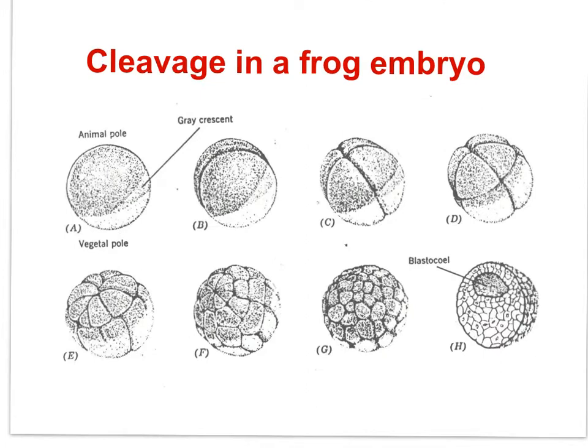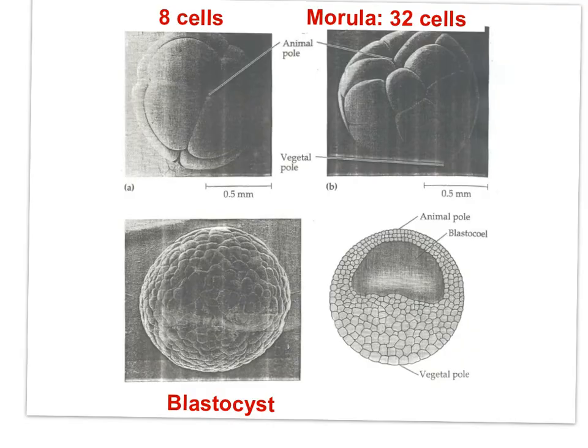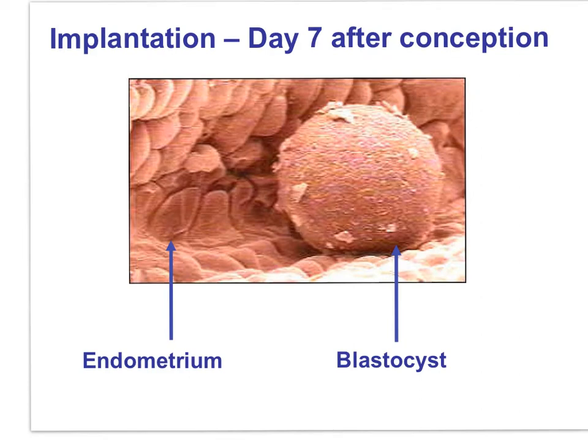Here's another look at mitotic cleavage in a frog embryo. Notice that the mitotic divisions are not all equal. Some cells are smaller or larger than others. Here are micrographs showing the embryo at the 8-cell, 32-cell, and blastocyst stages. Here is a micrograph showing the implantation of the blastocyst into the endometrium of the uterine wall.